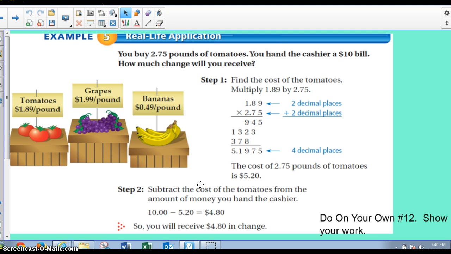Now you have to subtract the cost of the tomatoes from the amount of money you handed the cashier. Here you go, your $10 minus $5.20. You get $4.80 change. Simple enough. Just like we've been doing. But believe it or not, even though a lot of times we do these things in our head, there is a method to doing them. Do the on your own number 12 and show your work, and I'll see you in class tomorrow.